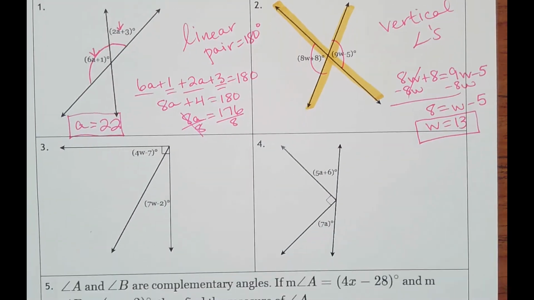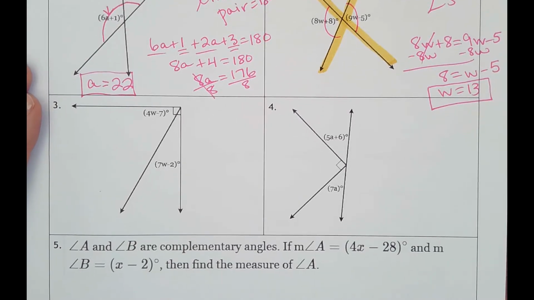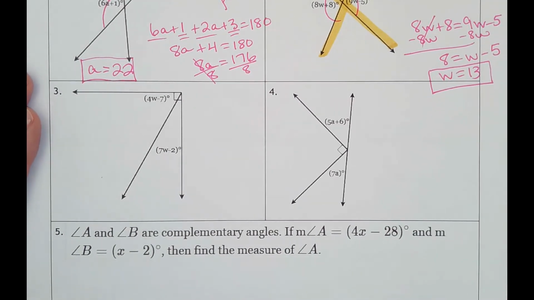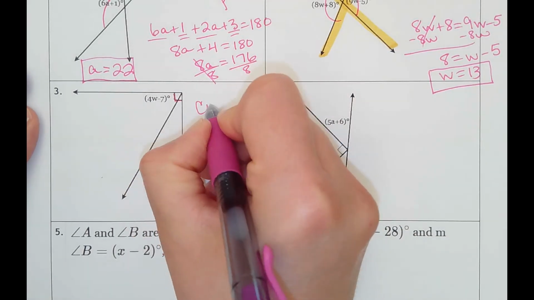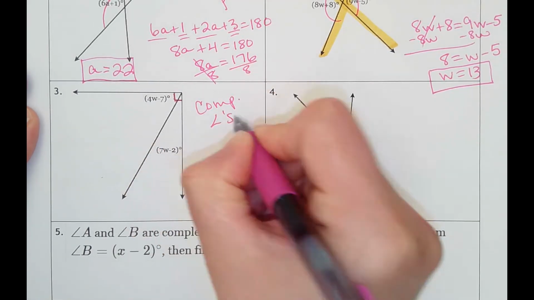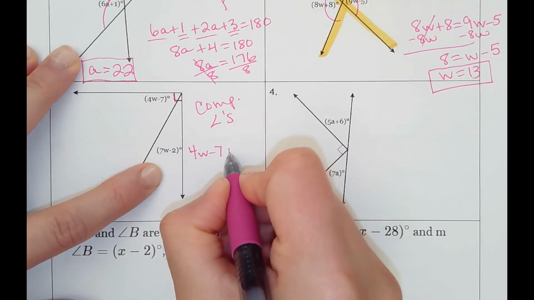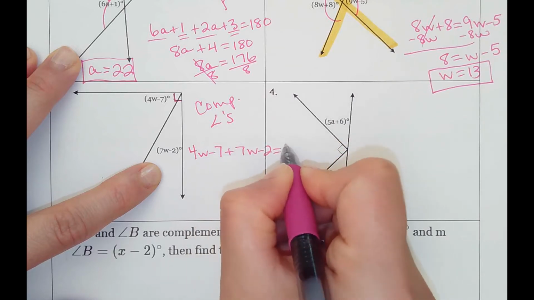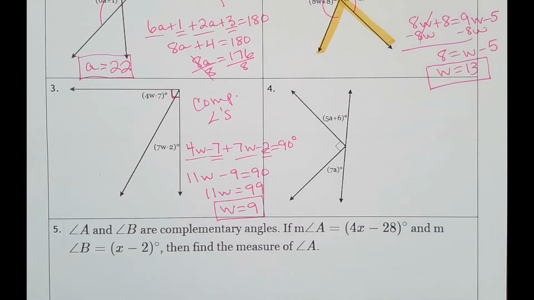If you're having trouble in the solving part, please let me know. For me, since most of you have had Algebra 1 and part of Algebra 2 at least, you should be able to solve a basic equation like this. Number 3, this is our right angle symbol, so they are complementary angles, and they make 90 degrees. So I would have that this angle measure of 4W minus 7 plus 7W minus 2 equals 90 degrees. I'll pause this and let you solve this one on your own. And you should get that W is 9. Check your work with mine if you need to.